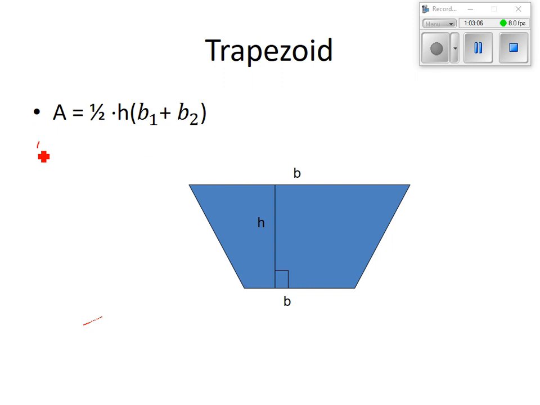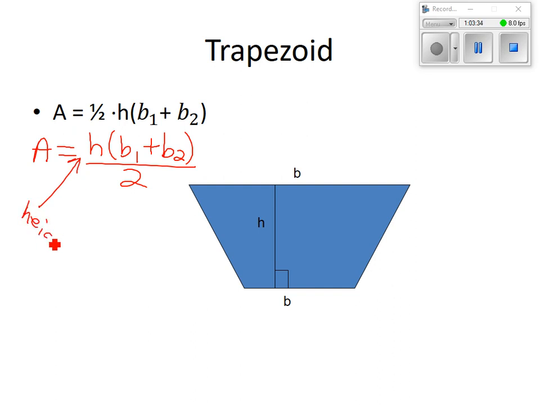You might want to change this formula. This is for a trapezoid. You might want to change it to that instead of 1/2 times all that. It's just all that divided by 2. What's H stand for? Height. And the height's given the same way in a trapezoid as in a triangle or a parallelogram. It's always going to be given with that right angle.